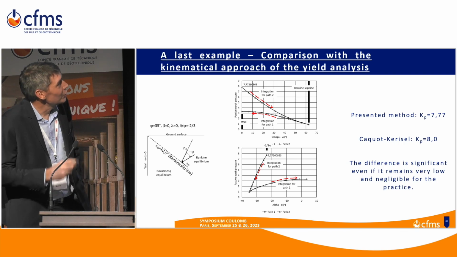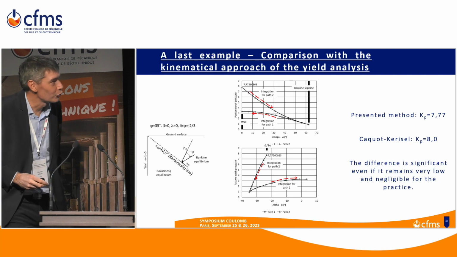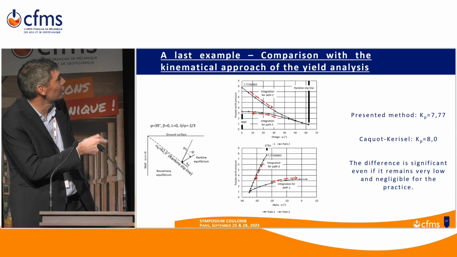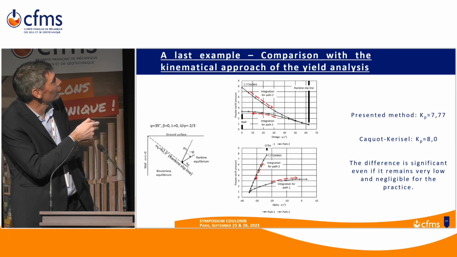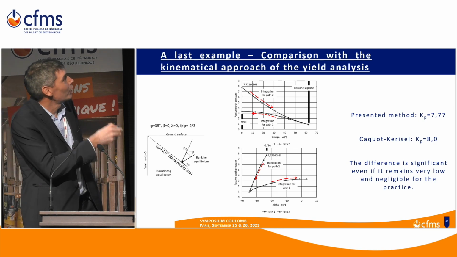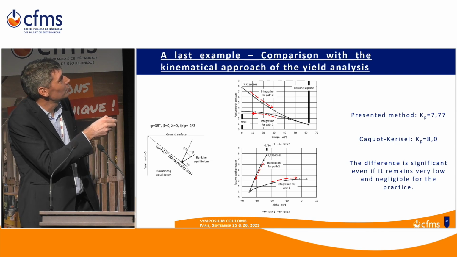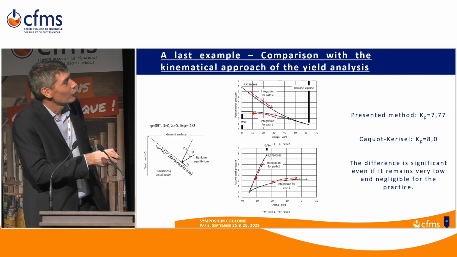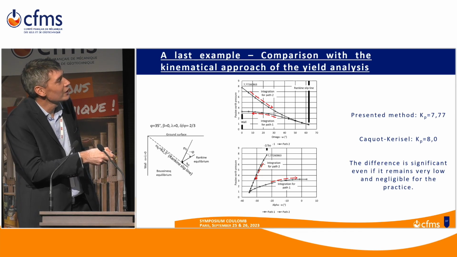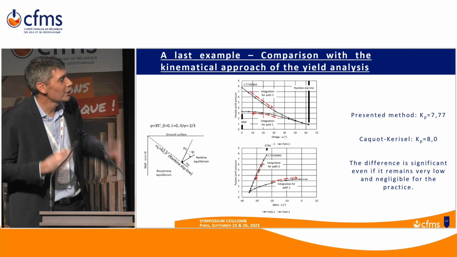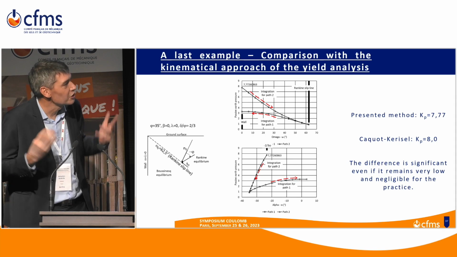So to finish, here is a last example in order to illustrate the work. If we come back to case 1, with a friction angle of 35 degrees and a stress inclination on the wall equal to minus 2/3 of phi, which is a very well-known case, with the presented method we obtain a passive earth pressure coefficient equal to 7.77. Here the Caquot-Kerisel coefficient is equal to 8. Of course, in practice, it is the same thing, but from a numerical point of view, there is some strong difference, I would say.